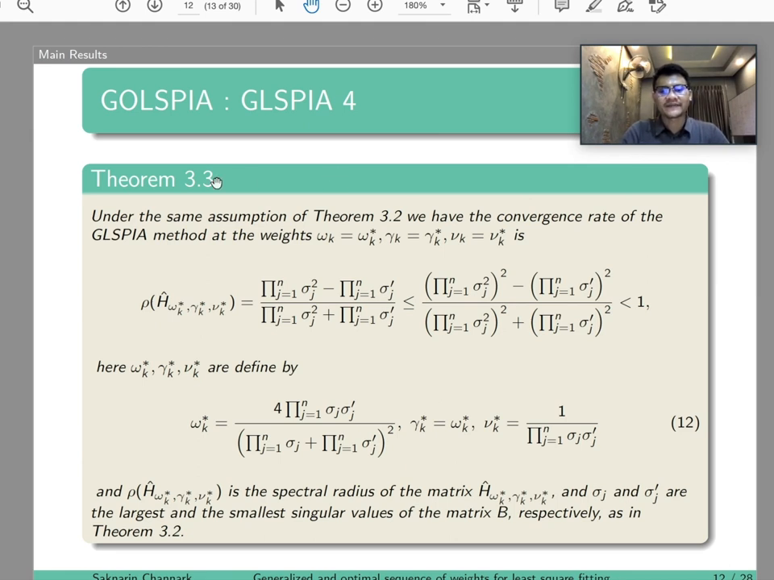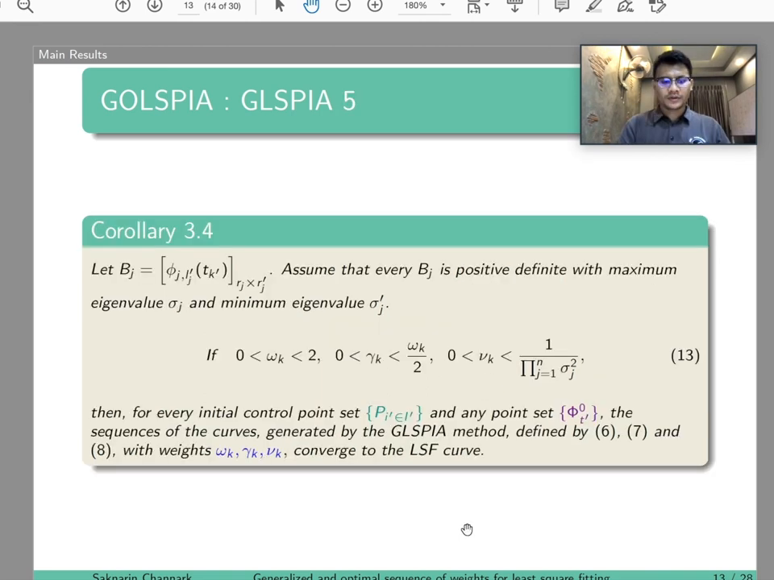Under the same assumption of Theorem 3.2, we have the convergence rate of the GLSPIA method at the weights omega k equal to gamma k omega k star, gamma k equal to gamma k star, and nu k equal to nu k star, by the spectral radius of H hat less than 1. Here omega k star, gamma k star, and nu k star are defined by equation 12.